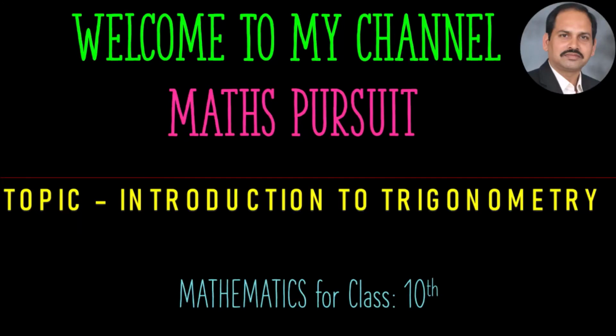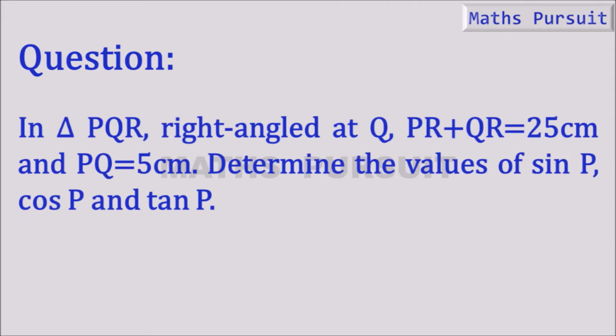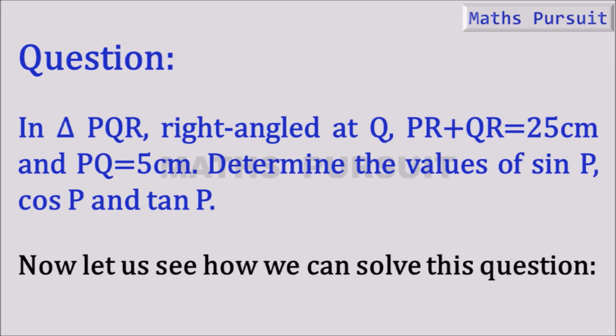Today under the topic Introduction to Trigonometry, let's see what exactly we have in the question. Now moving on to the question, it is given that in triangle PQR, right angle at Q, PR plus QR is equal to 25 cm and PQ is equal to 5 cm. Determine the values of sin P, cos P and tan P. Now let us see how we can solve this question.